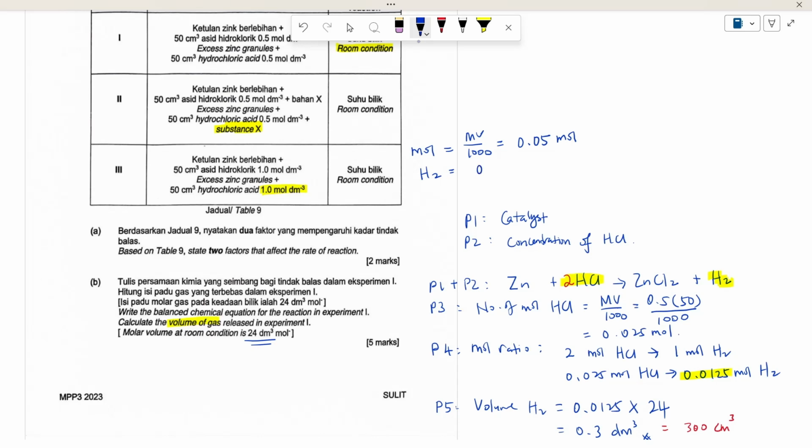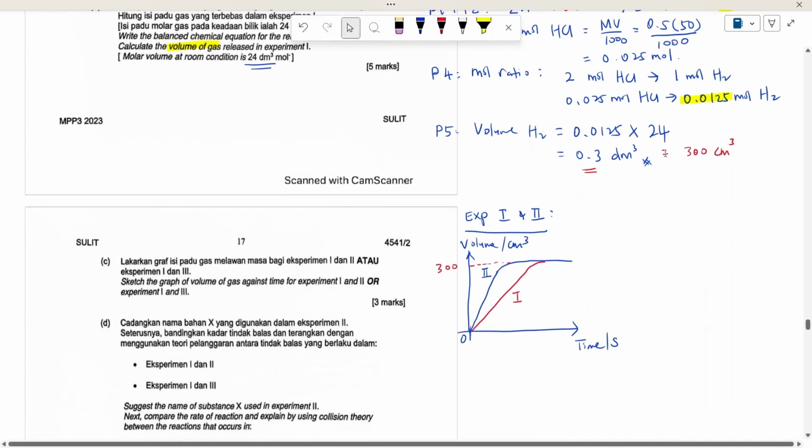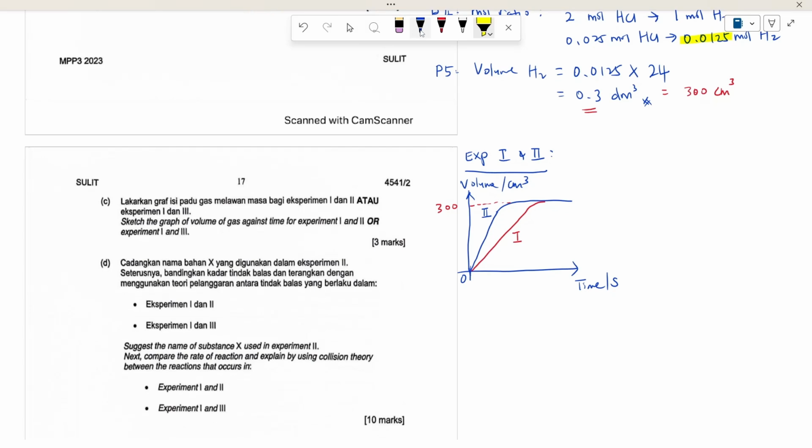So meaning that 0.025 times 24, so you get 0.6 cubic decimeter equals to 600 cubic centimeter. In other words, it will be double compared to set 1. So set 3, higher concentration, higher rate, then volume also will be double. So in other words, how is the sketch of the graph? Experiment 1 and 3.